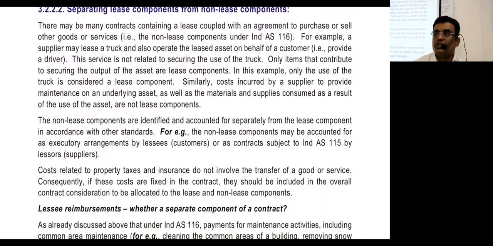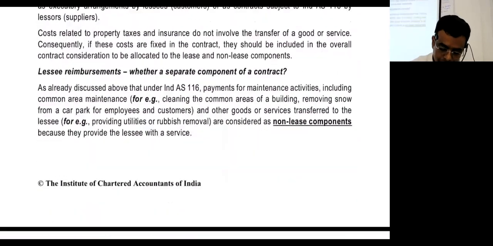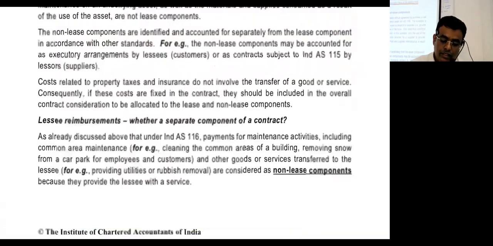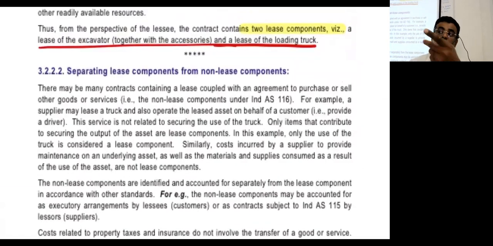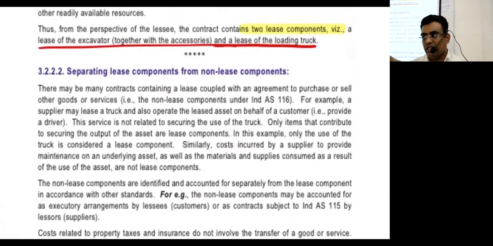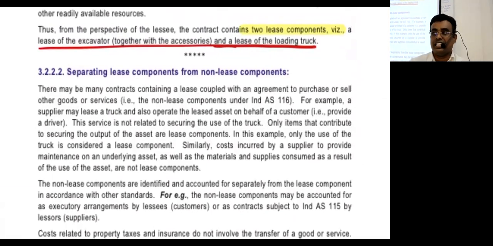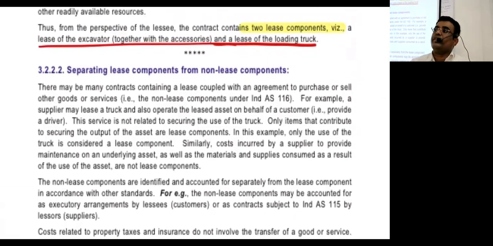Friends, with the help of whatever I discussed, you are able to answer all these questions. This is separating lease components from non-lease components. In the previous one we did not segregate, we combined together. In another we segregated, but both were lease components. Now, one will be a lease component and another a non-lease component.